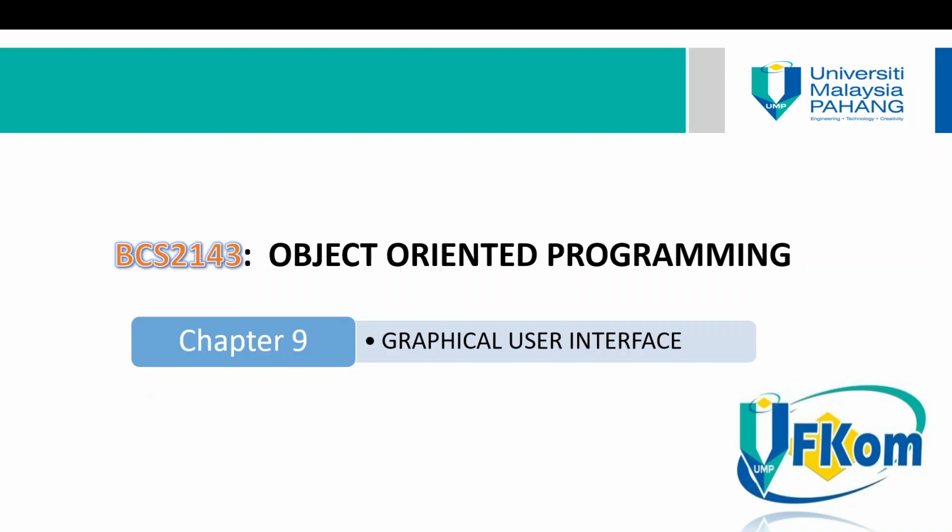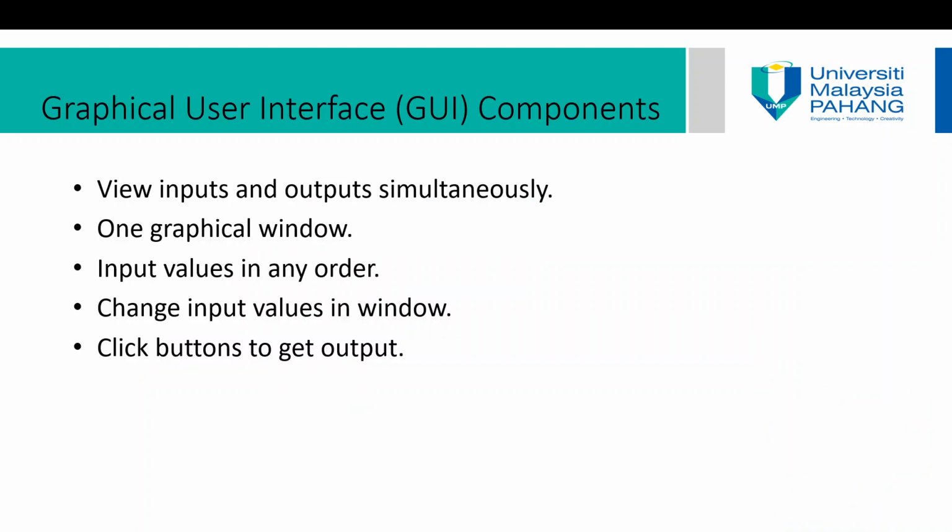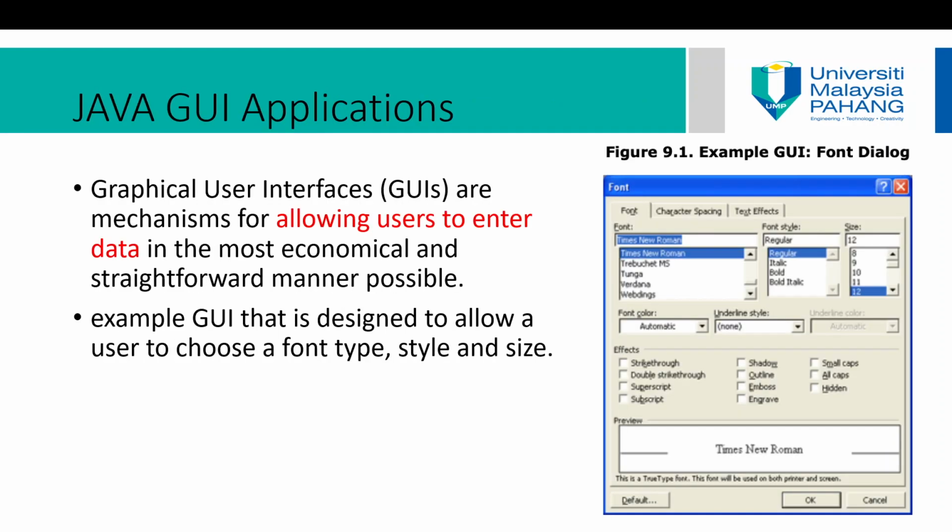So today we're going to learn about graphical user interface, GUI, which is in chapter 9. In this topic, we're going to learn about graphical user interface components, whereby we can have an input and output simultaneously in one graphical window. We can also input the values in any order, and we can use a button to display an output and change the value in the text fields in a window.